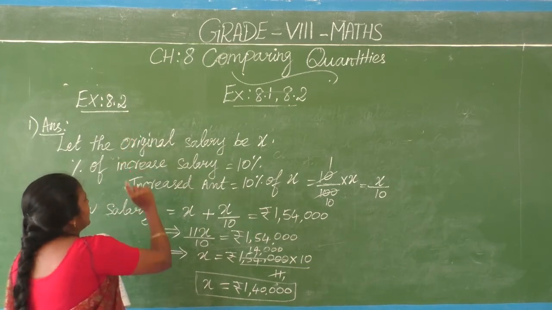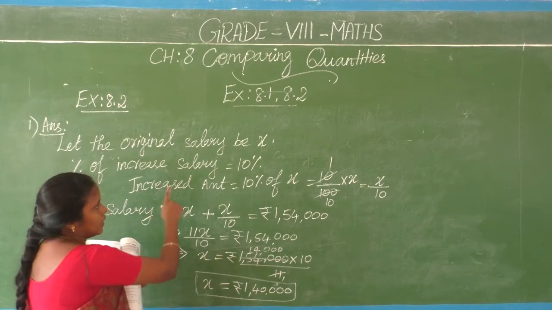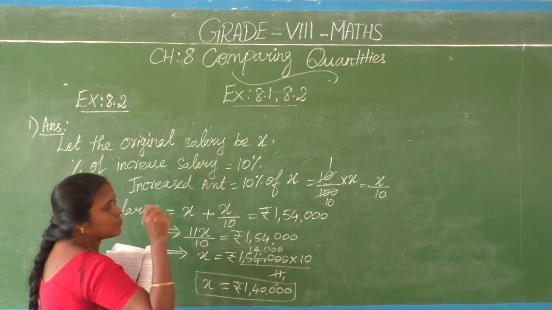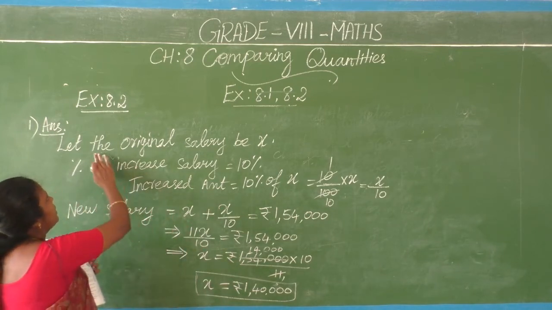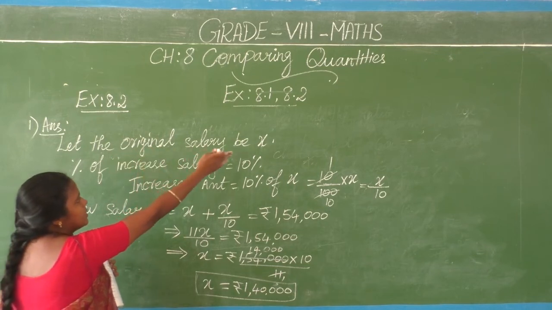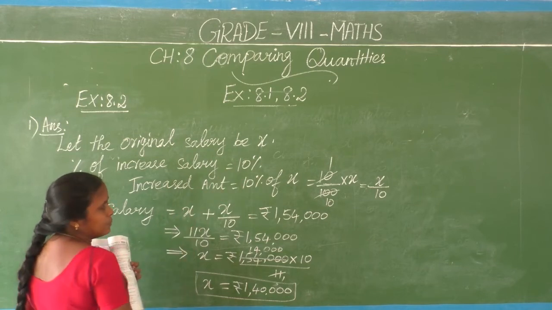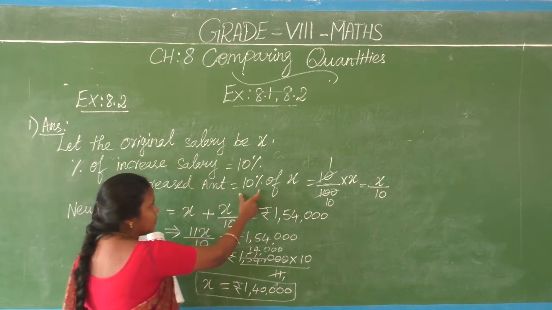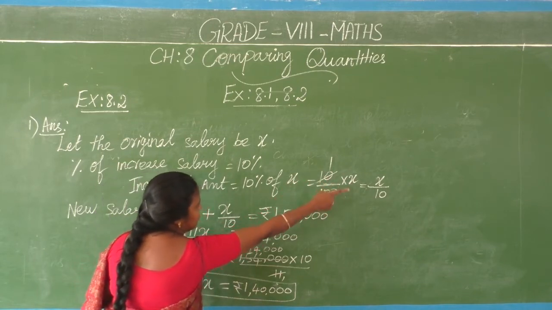His salary was increased by 10%. That means the new salary is 1,54,000, and we have to find his original salary. This is the question. For that, we assumed the original salary as X. The percentage of increased salary is 10%. That means we have to mention the increased amount, no? So 10% of the original salary is nothing but X by 10 after simplification.